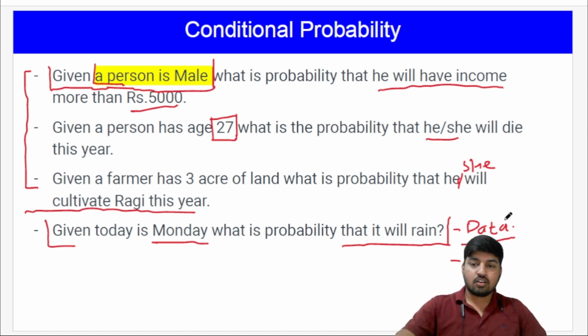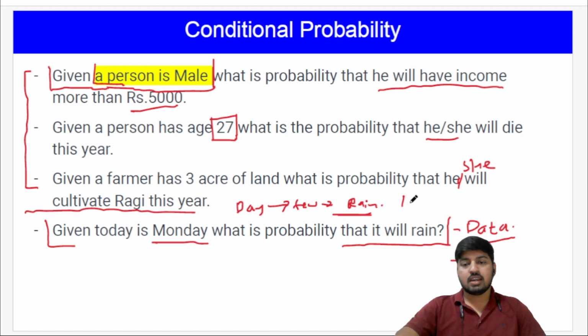See, but nowadays what is happening? You are getting day-wise data for the last few years, for when it is going to rain. So data is available, that last Monday it rained, Tuesday it rained, Thursday it rained.